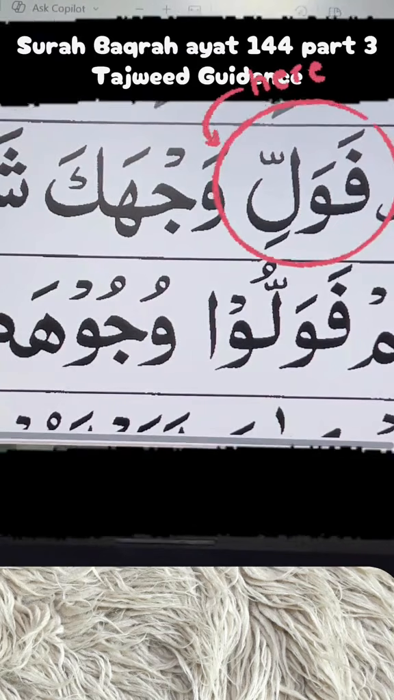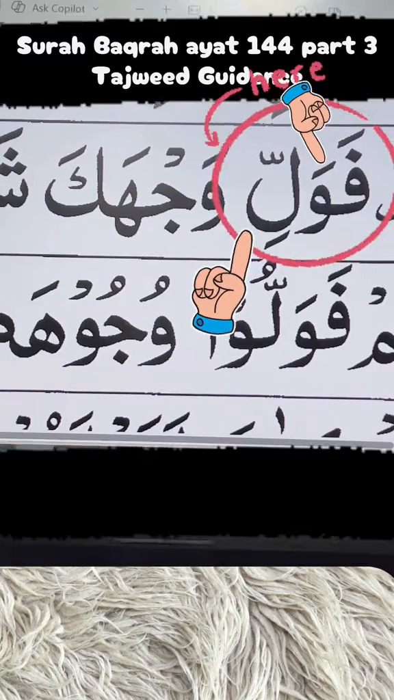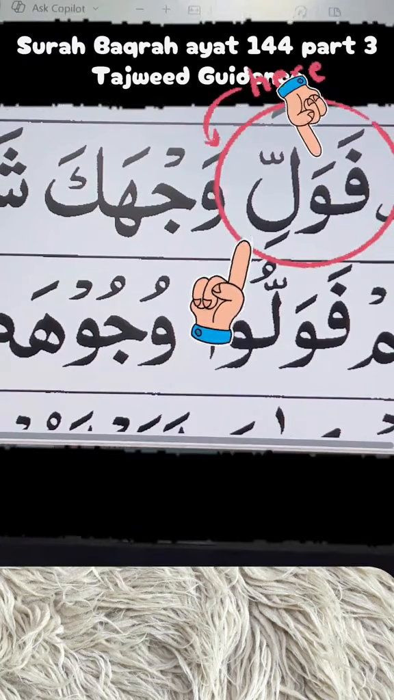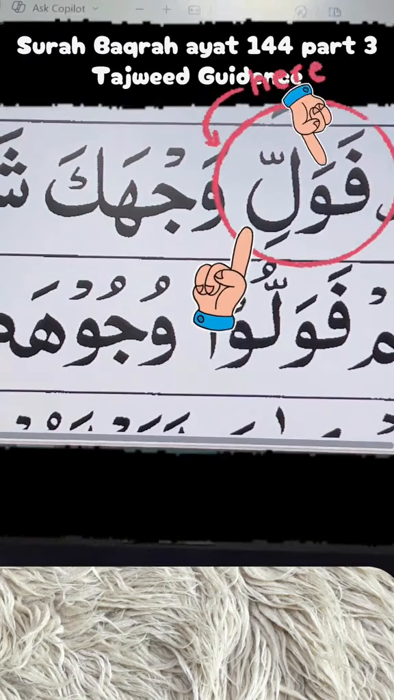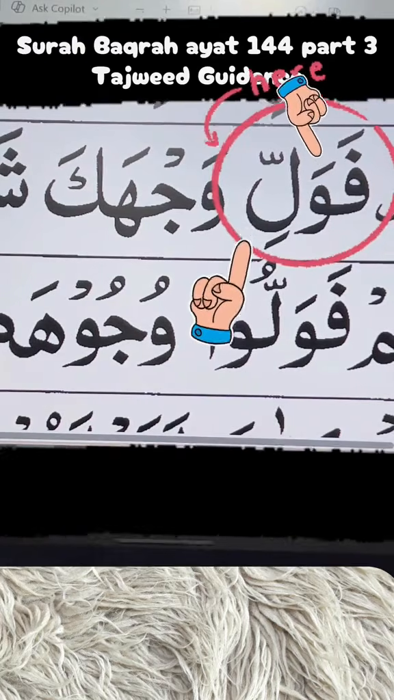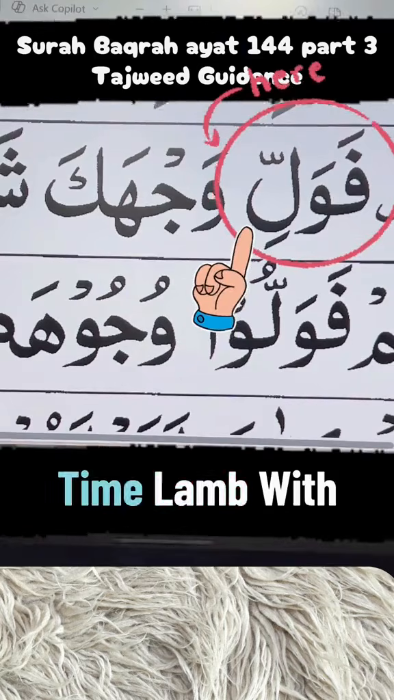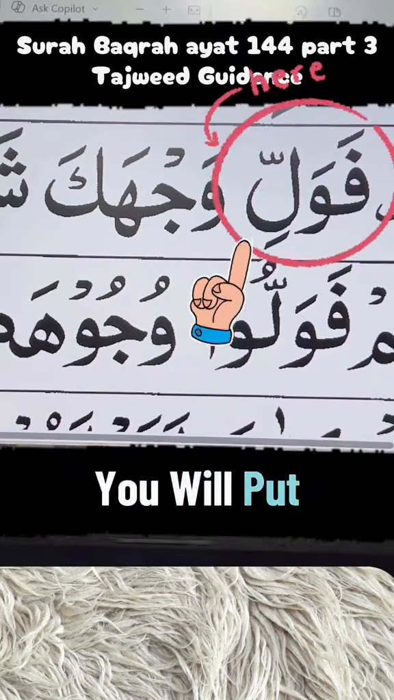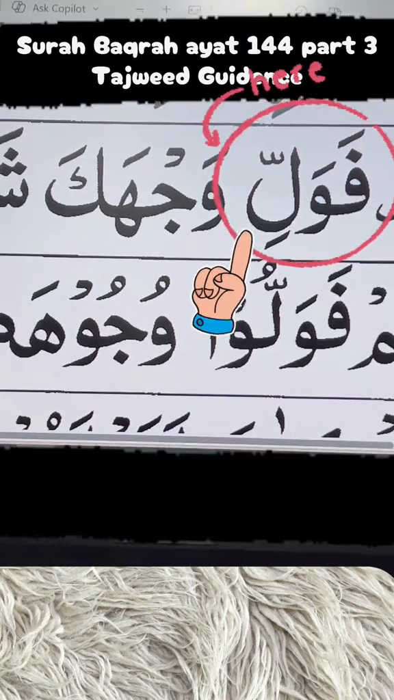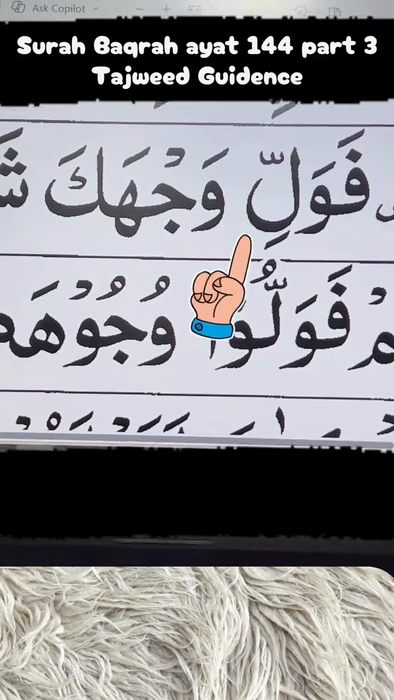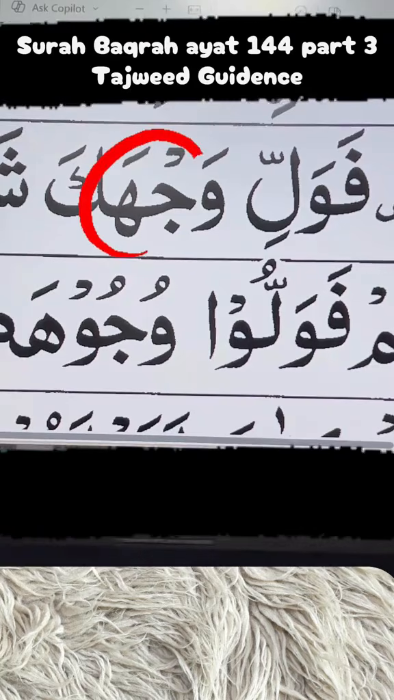Fawalli wajhaka. Put a stress on lam. Fawalli. When tashdid comes on any letter, we read that letter twice. First you join lam with the previous letter haraka waw. Fawal. And when you read second time lam with its own haraka, you will put a stress on lam. Fawalli. Fawalli wajhaka. Wajh. Jim is also a kalkala letter.